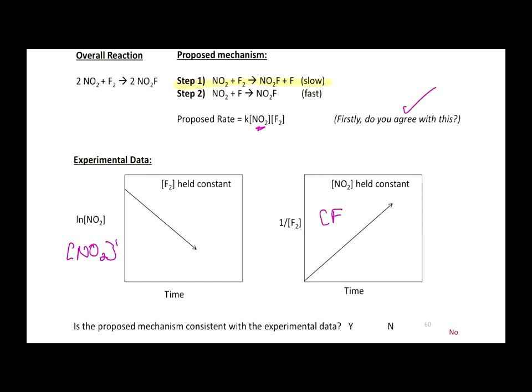F2 is second order, and how did you know that? How it's graphed as a straight line says, since we graphed it 1 over concentration, this implies that F2 is second order, right? So this experimental data is actually saying that the rate law is rate equals k times NO2 times F2, but it's squared. So these are not consistent with one another, right? And again, that's how I elevate a question.